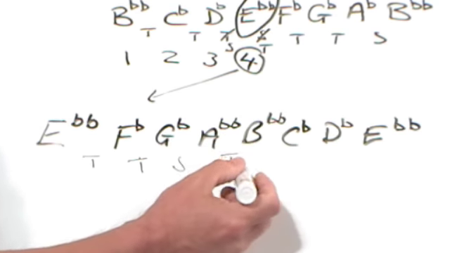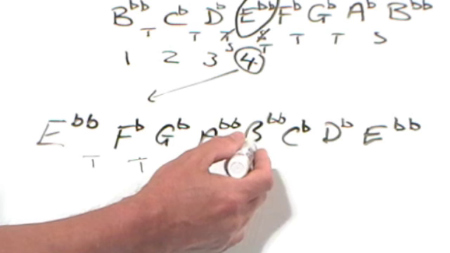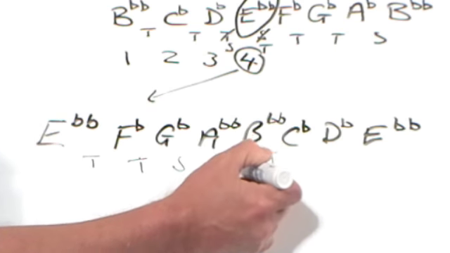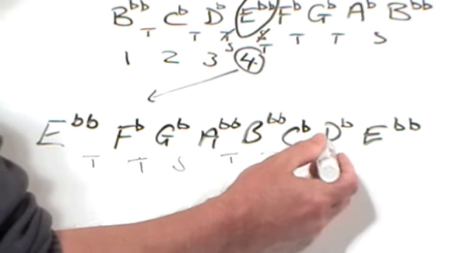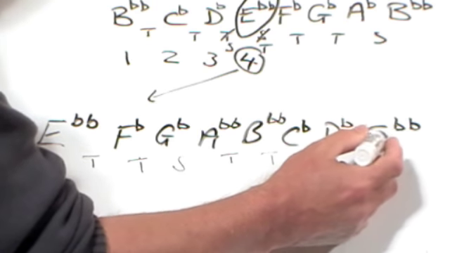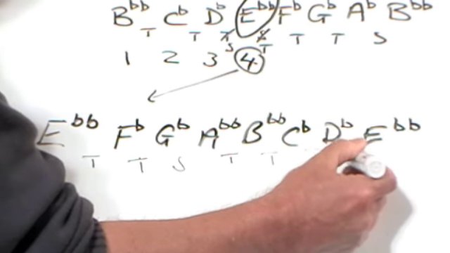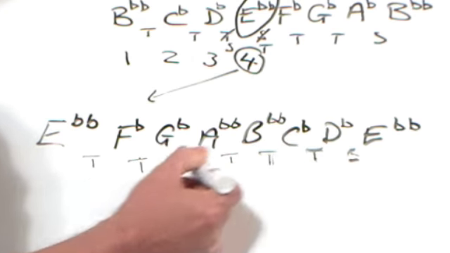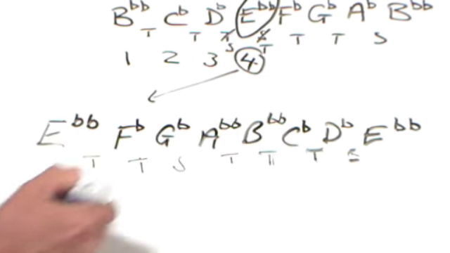B double flat to C flat. Again, you've got to convert these to work them out really. B double flat is an A, C flat is a B, so it's like saying A to B. Sounds a lot simpler. So that's a tone. C flat to D flat, that's like saying B to C sharp, that's a tone. D flat to E double flat, well E double flat's the same as D, so between D flat and D, obviously a semitone. Right. So tone, tone, semitone, tone, tone, tone, semitone, that obviously works out great.